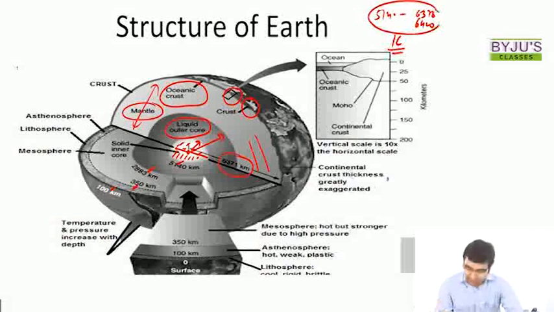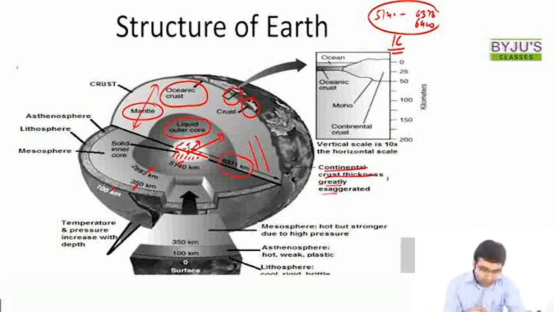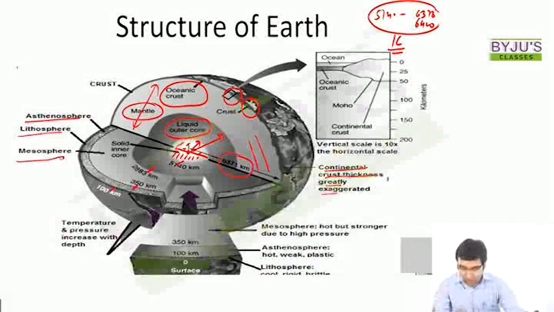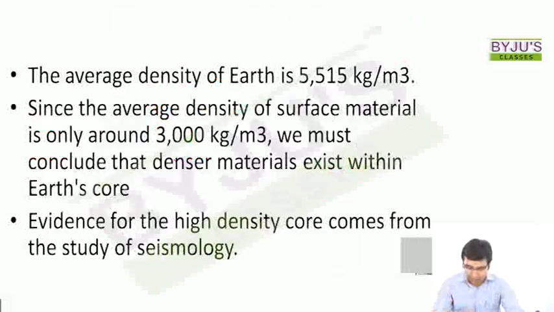Now next is continental crust thickness, greatly exaggerated because we just wanted to understand this diagram. Then you can check the portions called asthenosphere, lithosphere and mesosphere, that are part of this Earth's surface only. We'll discuss in detail.